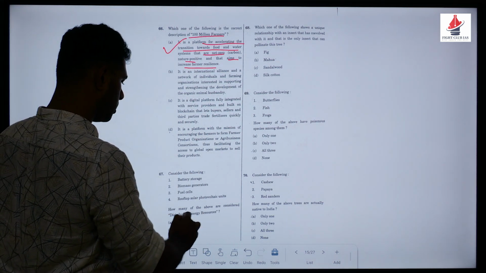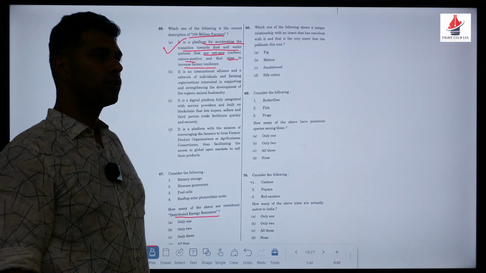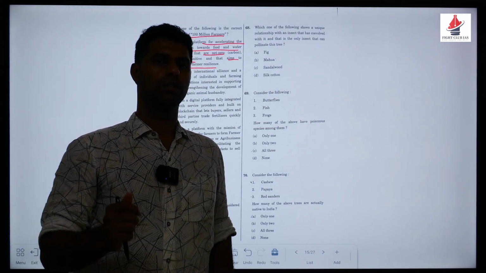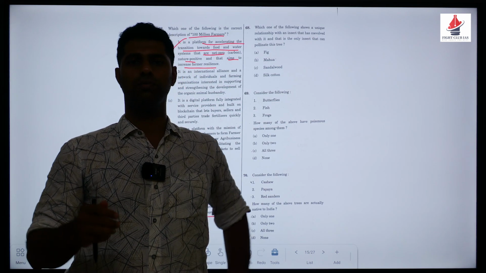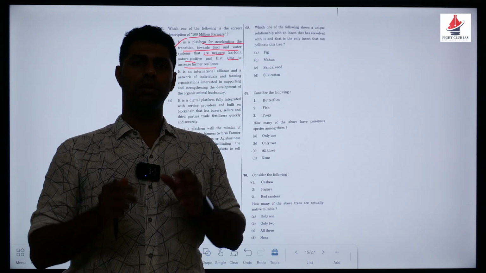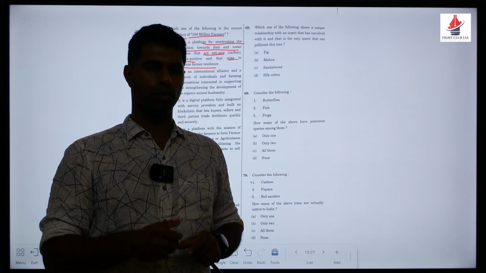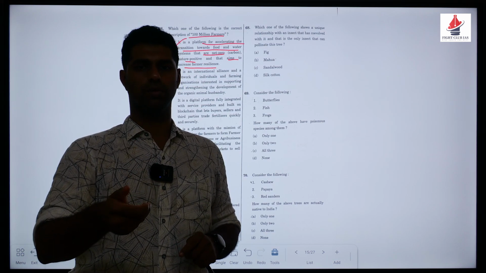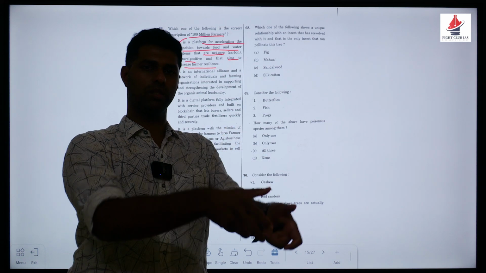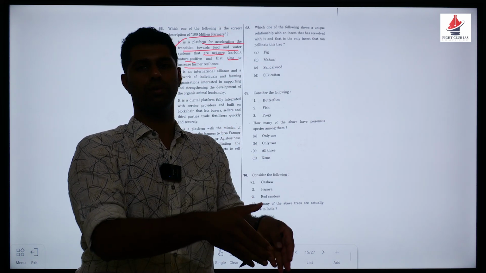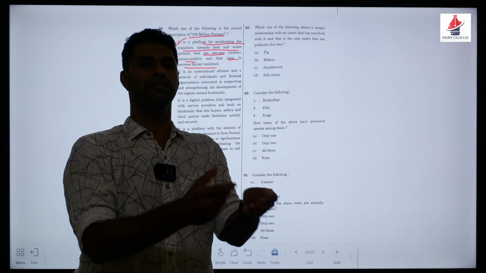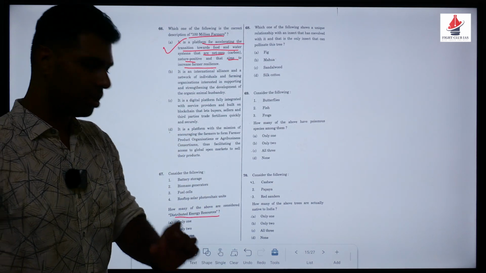Consider the following. How many of the above are considered as distributed energy resources? So what do you mean by distributed energy resources? Distributed energy resources are those resources which help you give power from the localized place. For example, if your house is powered by a rooftop solar, that's a distributed energy resource. So a particular source which is powering the particular house, where the energy consumption is happening there itself, we call it distributed energy resources.